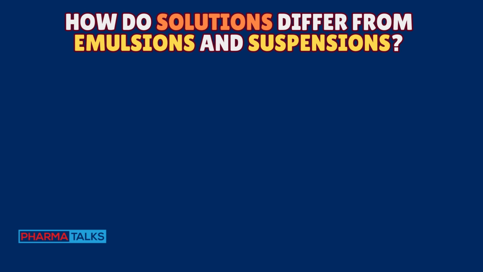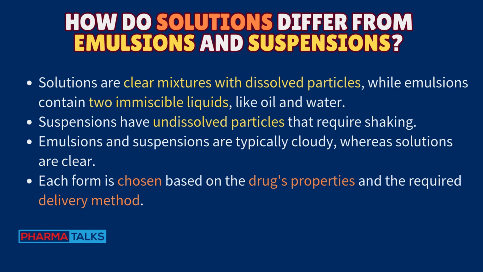How do solutions differ from emulsions and suspensions? Solutions are clear mixtures with dissolved particles, while emulsions contain two immiscible liquids, like oil and water. Suspensions have undissolved particles that require shaking. Emulsions and suspensions are typically cloudy, whereas solutions are clear. Each form is chosen based on the drug's properties and the required delivery method.